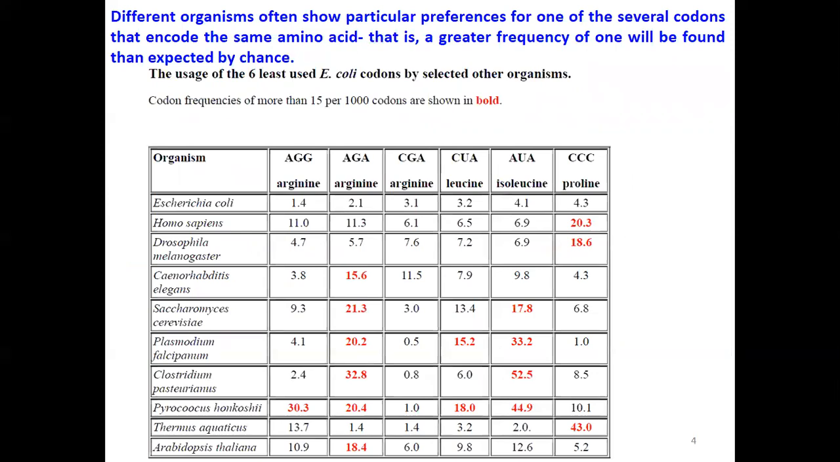To make the difference in codon usage clearer, I will go to the previous slide. Here you can see the usage of the 6 least used codons in E. coli compared to other organisms. For example, proline: the frequency of the codon CCC in E. coli is low. When there is proline, E. coli prefers CCC only 4.3 times out of 100.